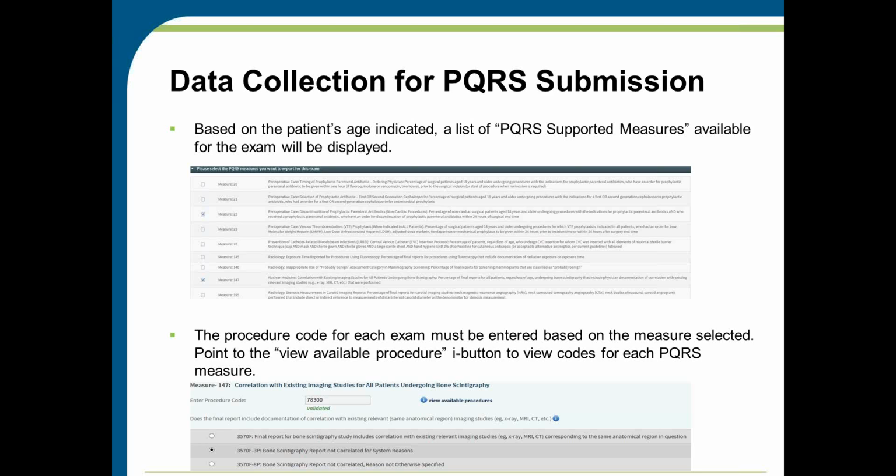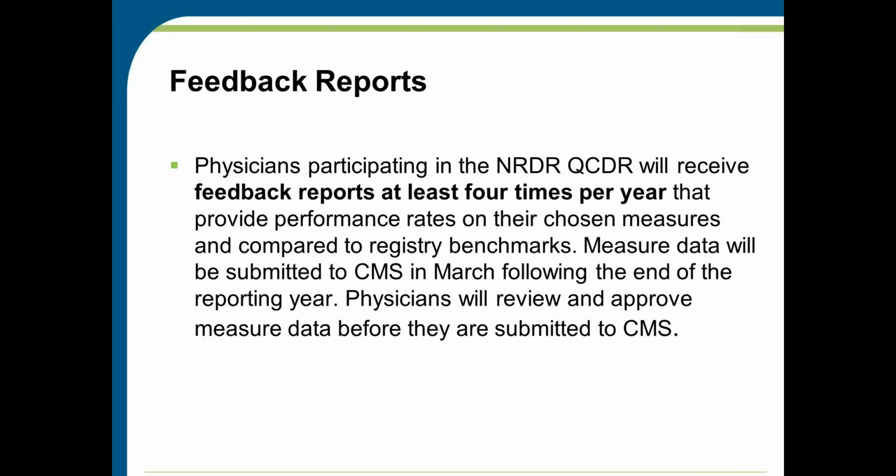All the physicians participating in the NRDR QCDR will receive feedback reports at least 4 times per year. All of these reports will contain summaries of your own data as well as comparisons to registry benchmarks. Measure data will be submitted to CMS in March following the end of the reporting year. Before we submit any data to CMS, each physician will need to review and approve the measured data. We will not submit anything until you tell us it's okay for us to submit it. And at that point, we will encourage each physician strongly to go look at their NPIs and TINs and make sure all the data are accurate so that they get attributed to the right physician.